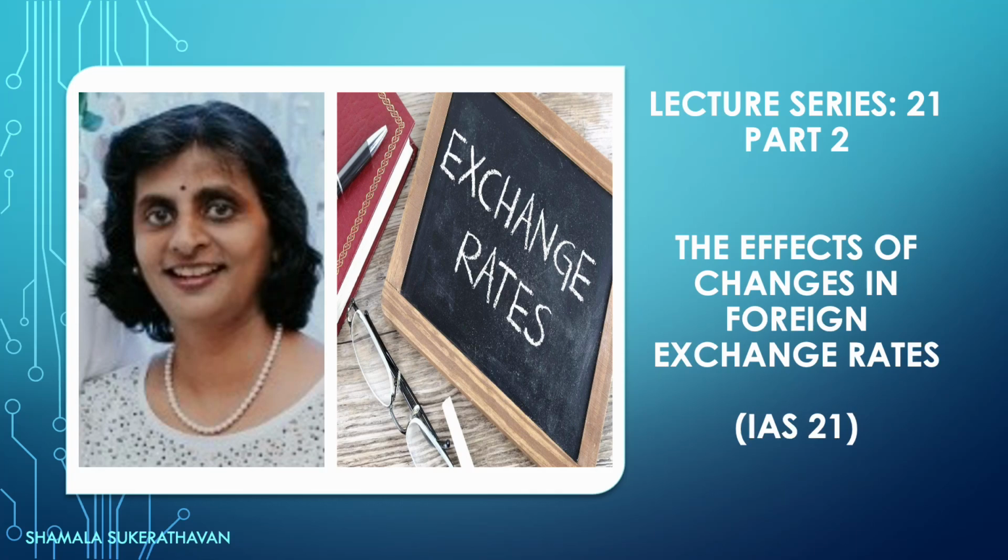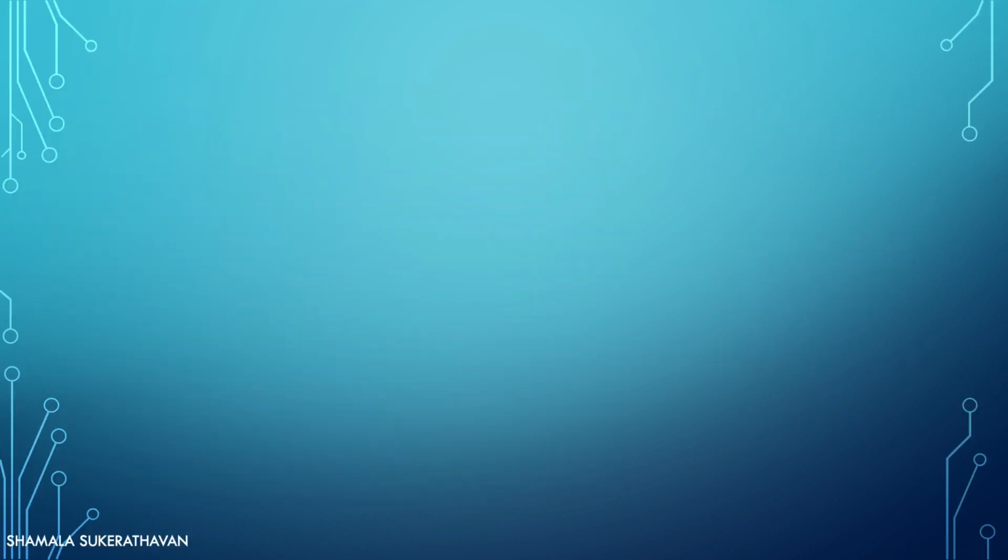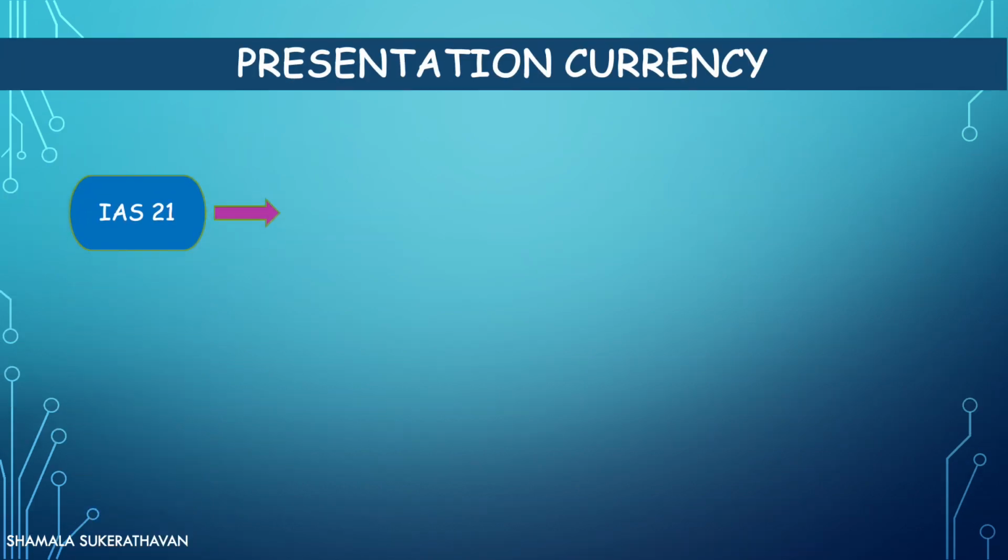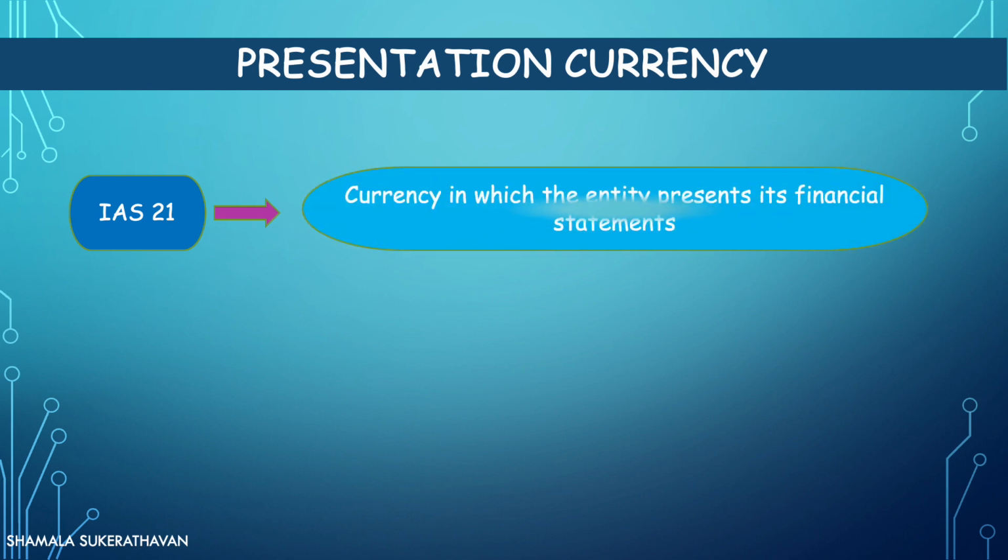The second part of Lecture Series 21 of Bite-Sized Corporate Reporting on IAS 21, the effects of changes in foreign exchange rates, will look at presentation currency and how to include foreign currency transactions in the financial statements of an entity. So, how does IAS 21 define presentation currency? Presentation currency is the currency in which the financial statements are presented.